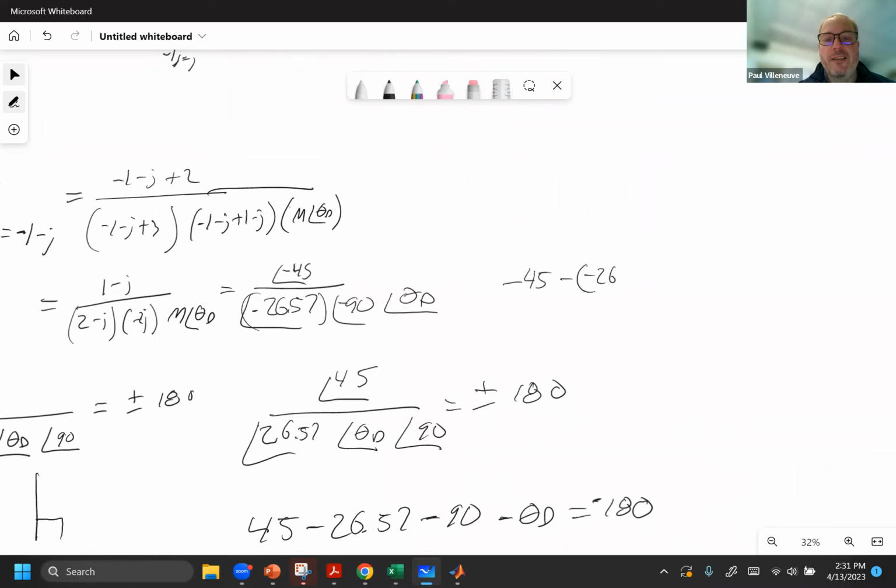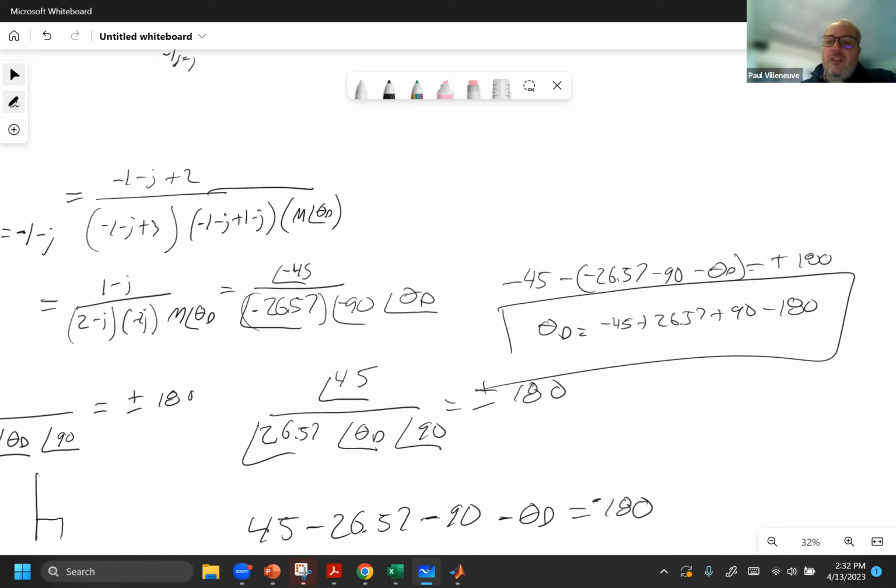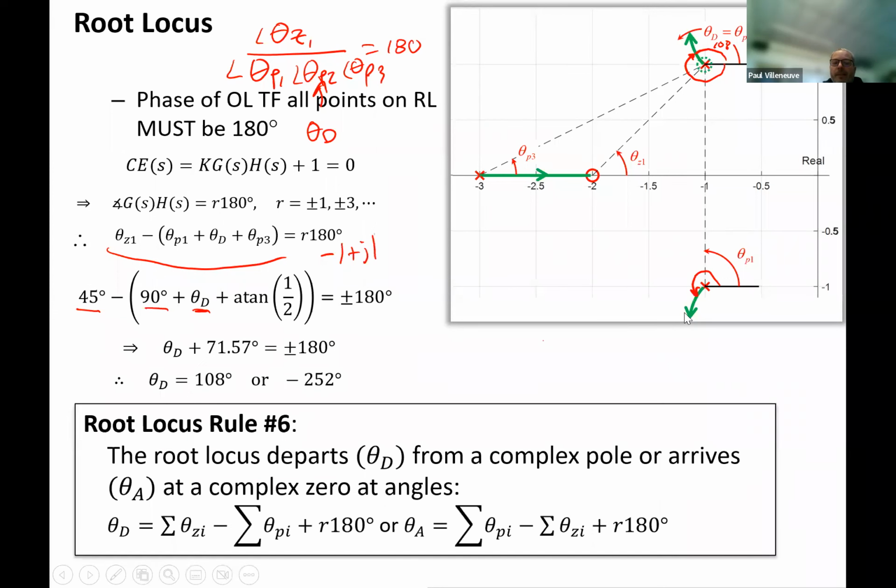minus negative 26.57 minus 90 minus theta d is going to be equal to plus or minus 180. If we start off with plus, then we have theta d is equal to minus 45 plus 26.57 plus 90 minus 180 degrees. And that's doing the plus one. The minus, you basically would just change that to a minus and that would be it. So that's how you find your angles of arrival or departure. You simply sum the angles.